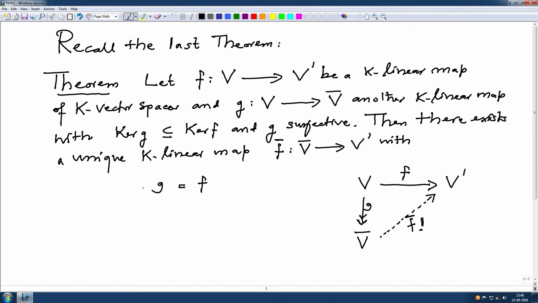So, G composed with F bar equals F. This equation is also usually saying that this diagram is commutative. The commutativity of the diagram is indicated by this circular arrow. So, that is, this is a commutative diagram.